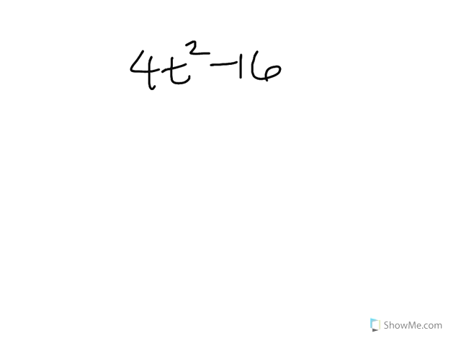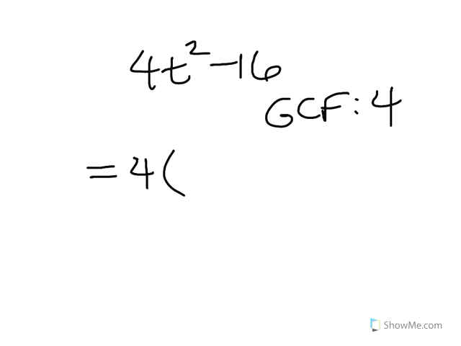So here's another one. Let's practice our skills. We're told to factor this. What's the GCF? Well, the GCF of 4 and 16 is 4. But t squared and t to the 0 don't have any factors in common other than 1, and that's not going to be terribly interesting. So when we factor this, all we're going to factor out is a 4.